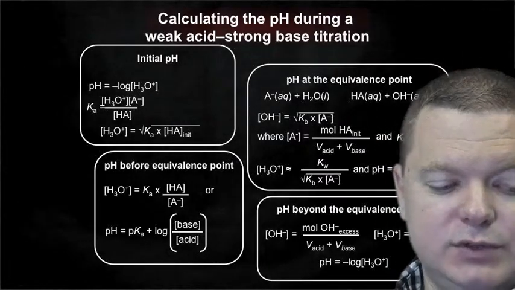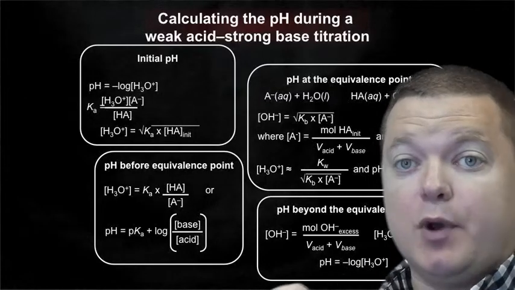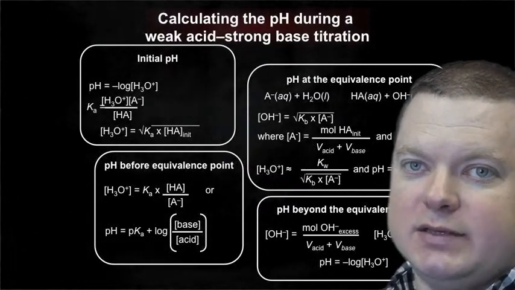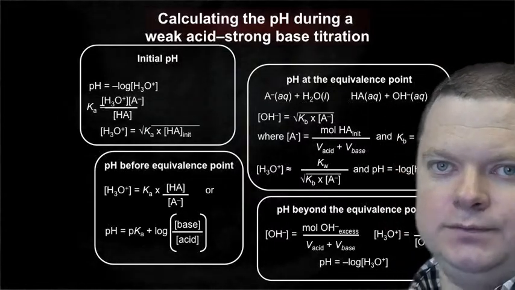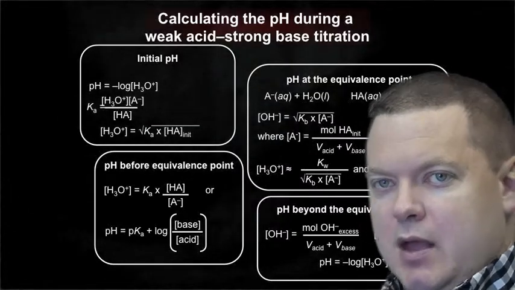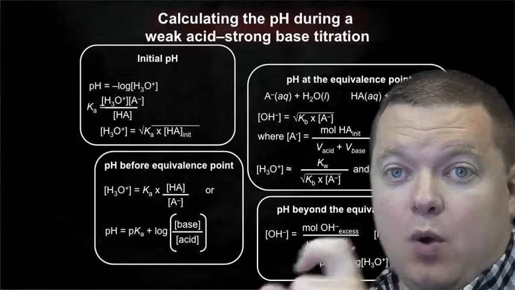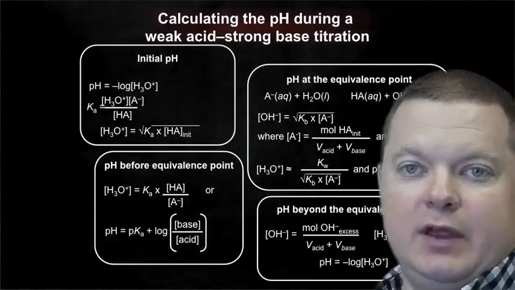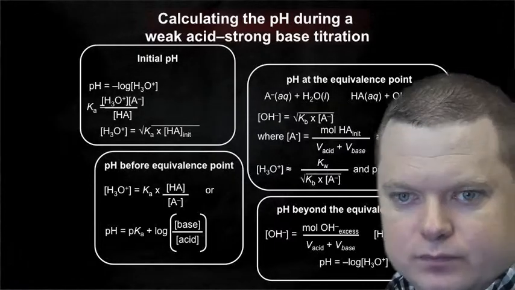Beyond the equivalence point, now we have extra base, so our pH is going to be dictated by that excess base added. So we have to figure out how much of that OH minus is in excess, convert that to a concentration, then convert that to a pH.